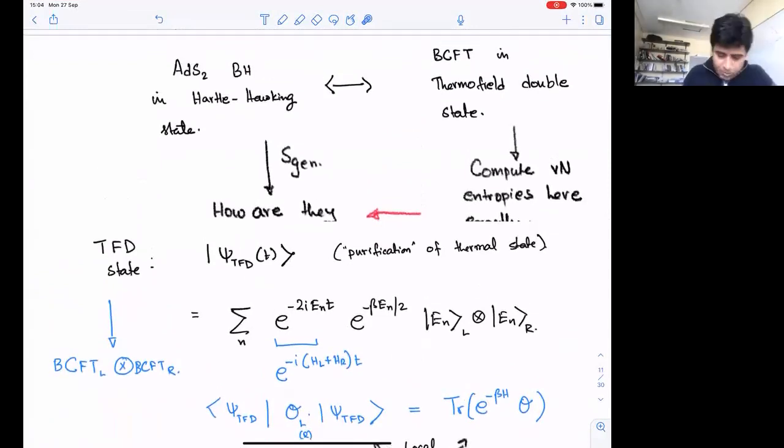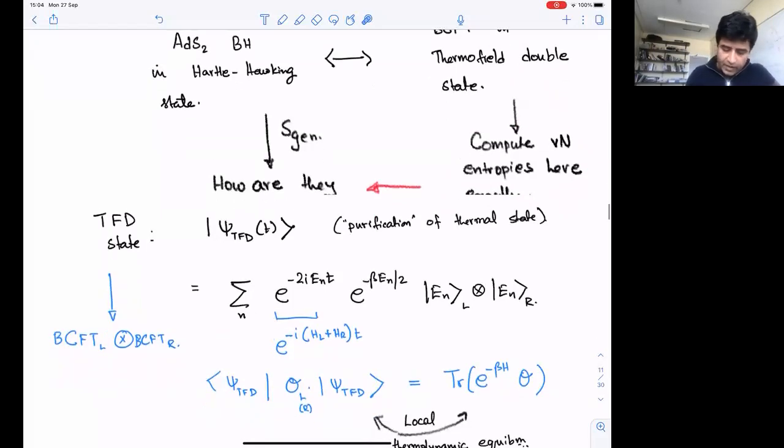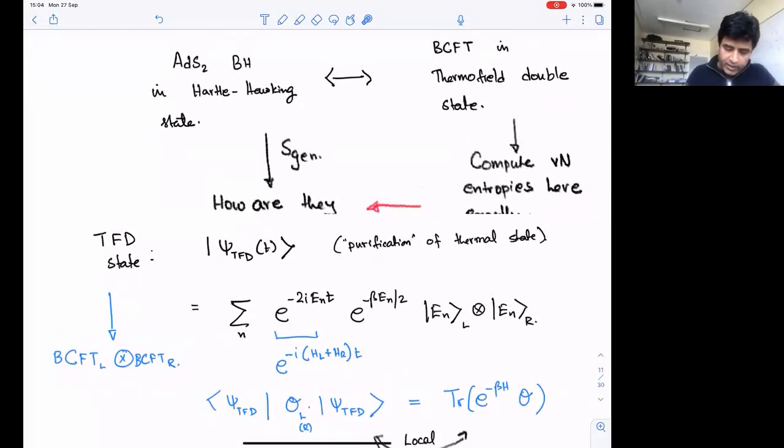Okay, so we were at this picture where we were talking about the connection between this ADS2 black hole in the Hartle-Hawking state and boundary conformal field theory in the thermofield double state. So what we intend to do is compute, for example, things like von Neumann entropies of radiation in this CFT picture, in the microscopic picture, and then understand how they are computed in the corresponding gravity picture, and how islands in particular, which are realized in the gravity picture, show up in the boundary conformal field theory picture. So that is the basic question that we set out to answer.